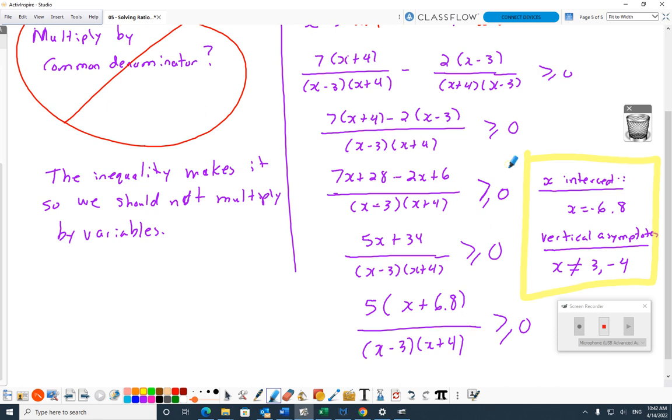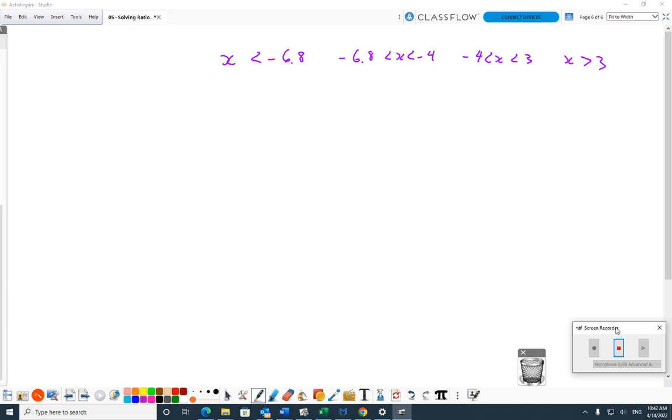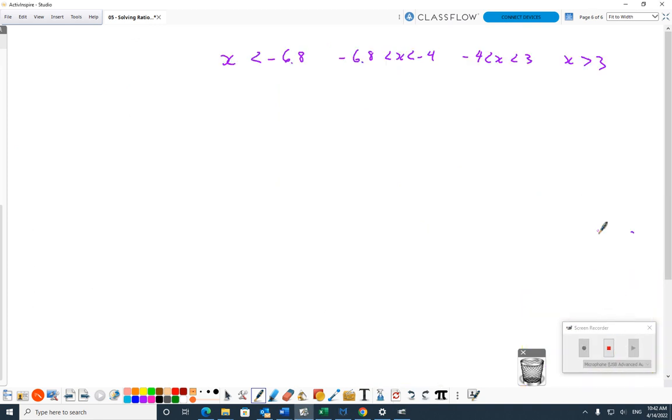Okay, so if I've forgotten already, it was X. I think the lowest one was negative 6.8. Then the next one is negative 4. Then 3. And then X greater than 3. Am I remembering those right? I better flip back to double check. Managing my windows here. Negative 6.8, negative 4, negative 3. That's what my brain tells me. Negative 6.8, negative 4, and positive 3. Yes, that's right. Okay.